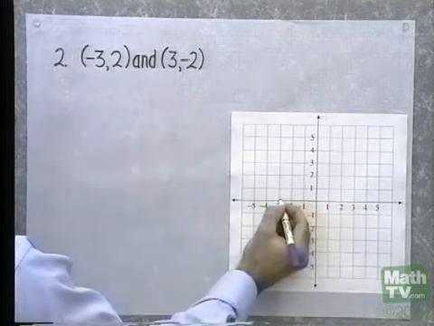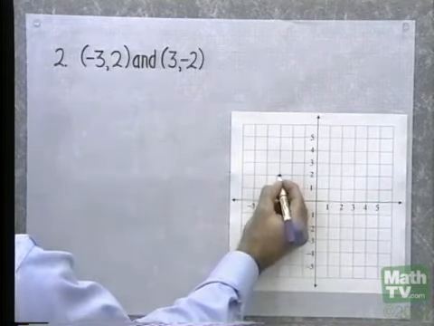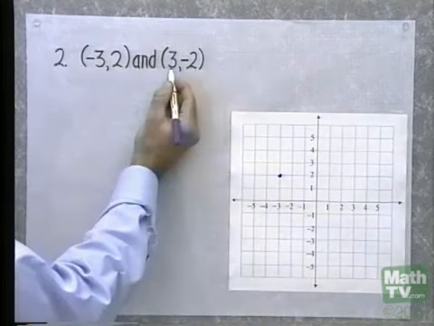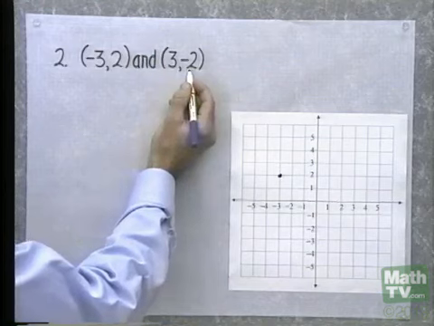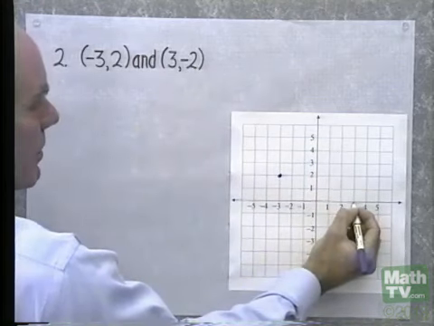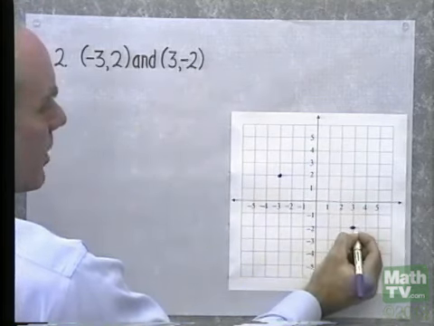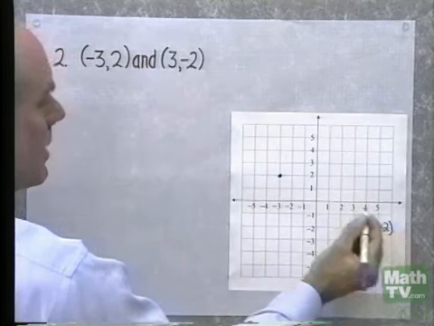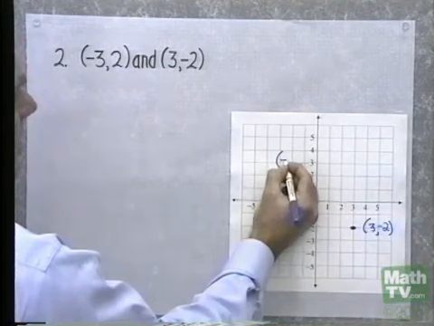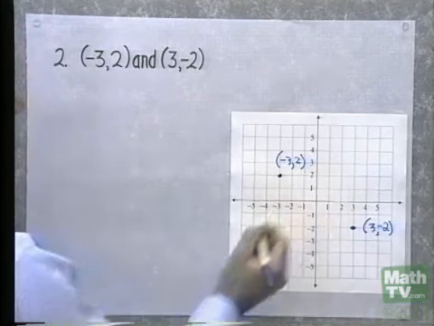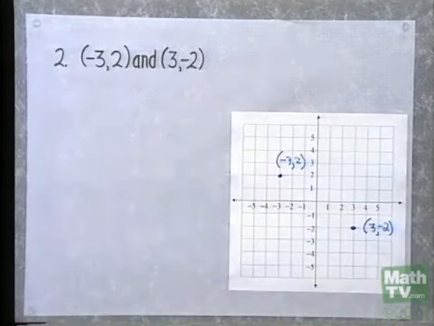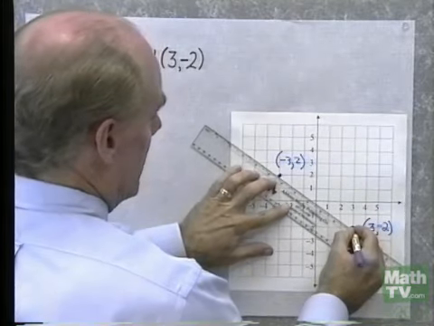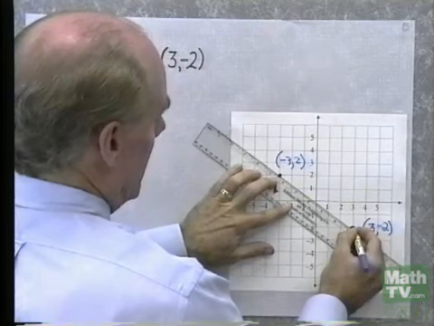So I start here and I go back 3, and then I go up 2. That's the point x equals -3, y equal 2. Now I want to graph the point x equal 3, y equal -2. So I go forward 3 and then down 2. That's this point. So here's the point x equal 3, y equal -2. And then this is the point x equal -3, y equal 2. Now let me draw a line between them. So the line that goes between these 2 points right here is going to look like this.